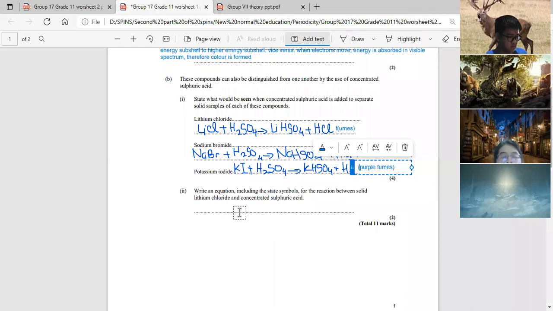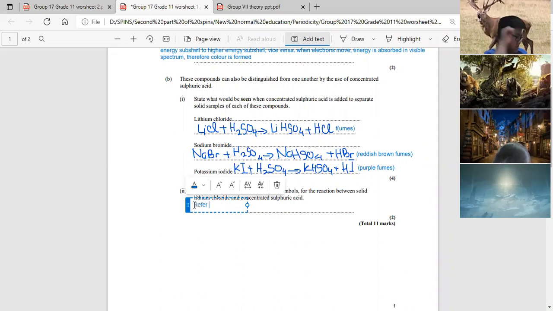Okay, right, in good state symbol between solid. Oh, this one already. Okay, so refer to this. Okay, so this is the reaction.